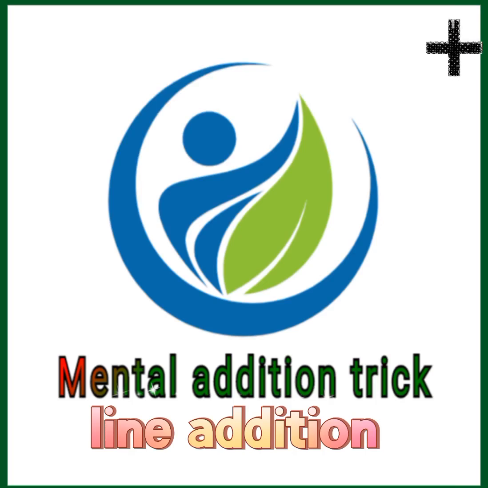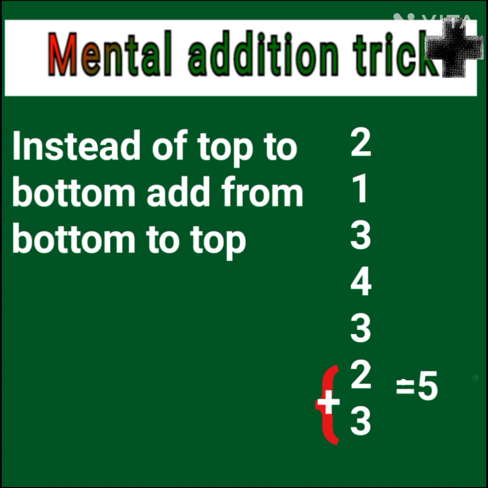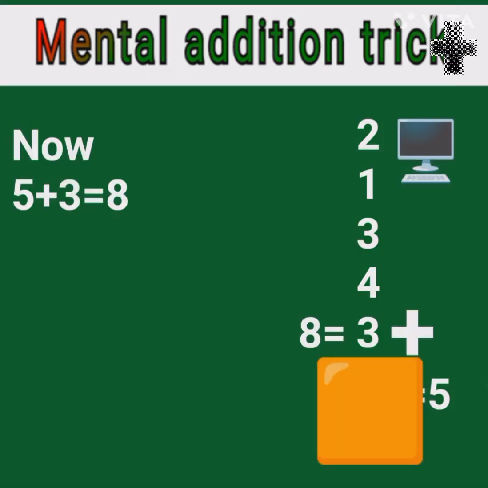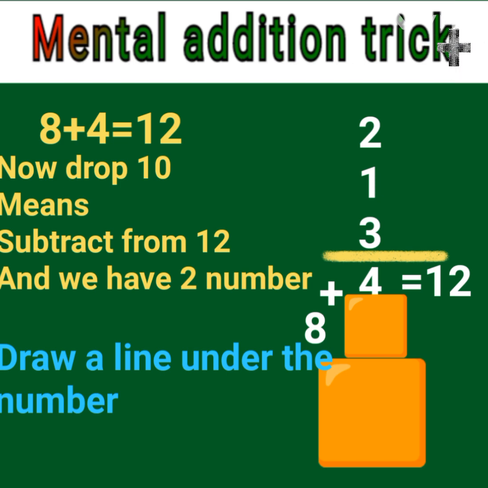Line addition means adding as many single digit numbers as you want. For example, 3 plus 2. 3 plus 2 is equal to 5. Now add 5 plus 3, which is equal to 8. Now add 8 plus 4, which is equal to 12.